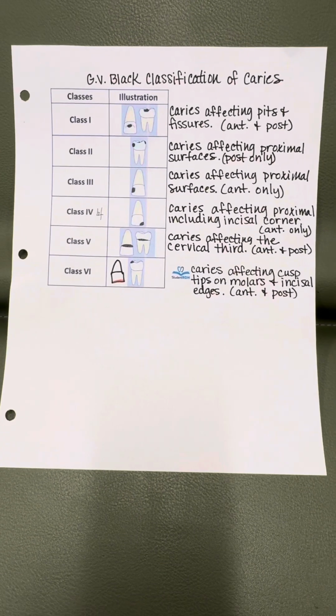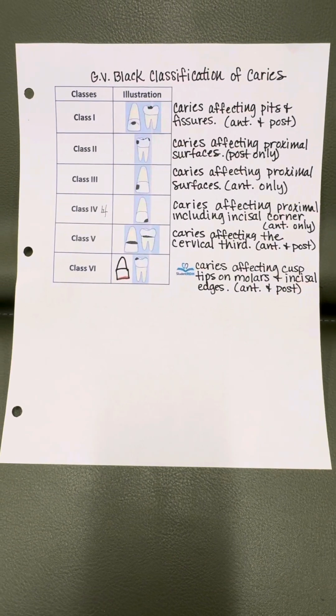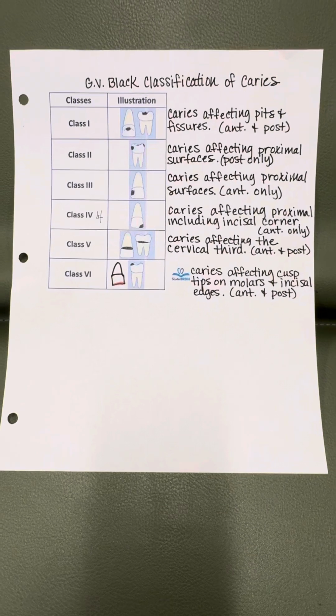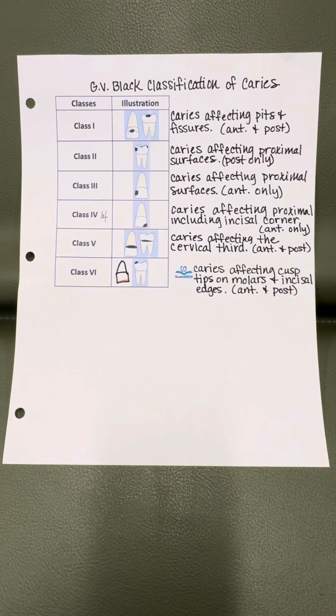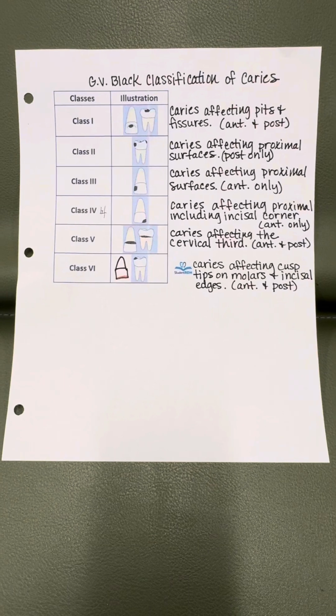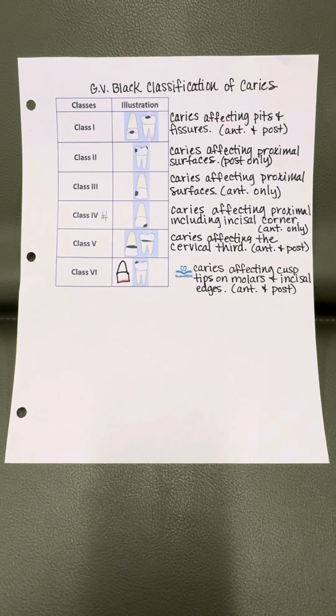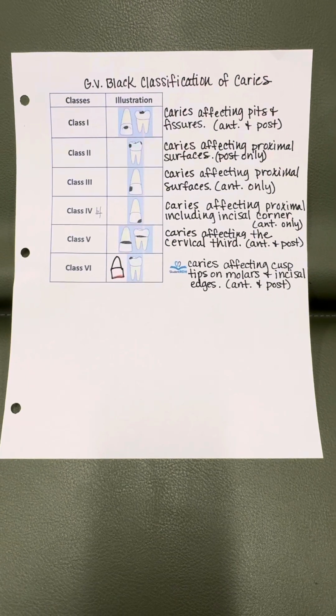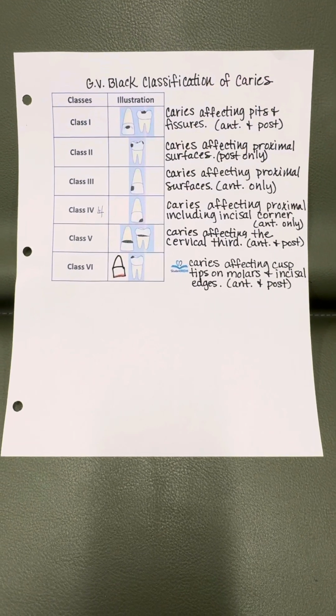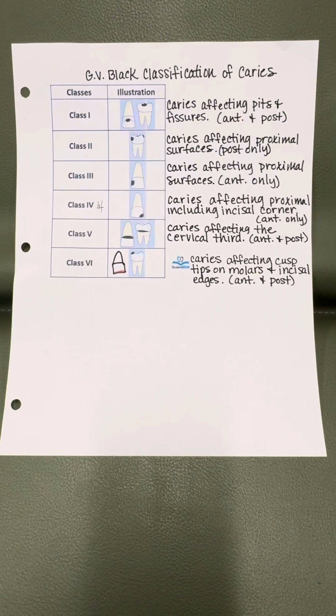All right, guys, this video is for anybody that may have missed class. This is GV Black classification of caries. It's been around for about 100 years, not exaggerating. This is very common in dentistry, just like the tooth numbers, just like the tooth surfaces. The classifications are important and used on a daily basis.